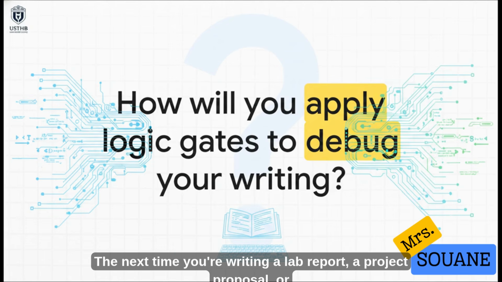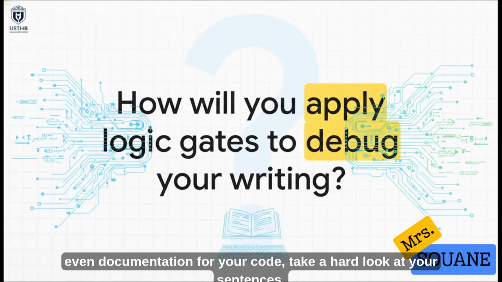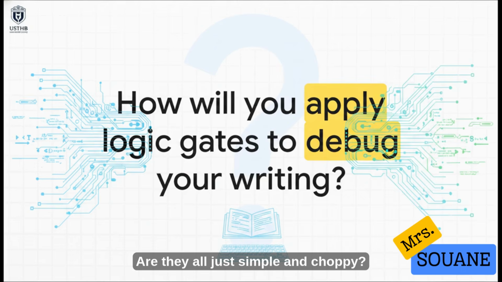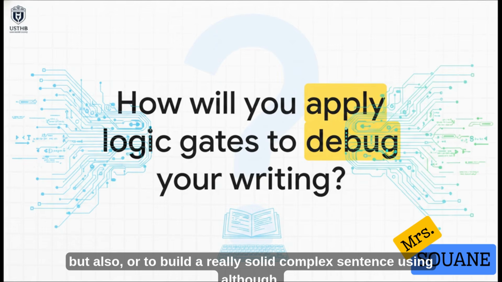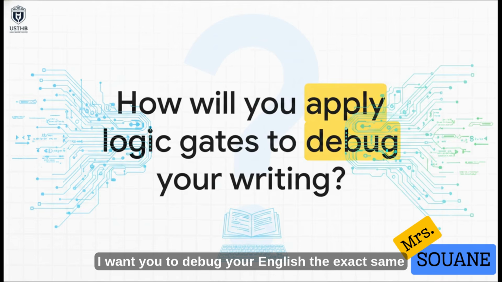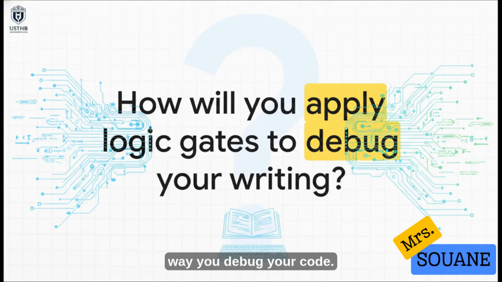The next time you're writing a lab report, a project proposal, or even documentation for your code, take a hard look at your sentences. Are they all just simple and choppy? Are you using the word and way too much? Challenge yourself to use a correlative pair, like not only but also, or to build a really solid complex sentence using although. I want you to debug your English the exact same way you debug your code.